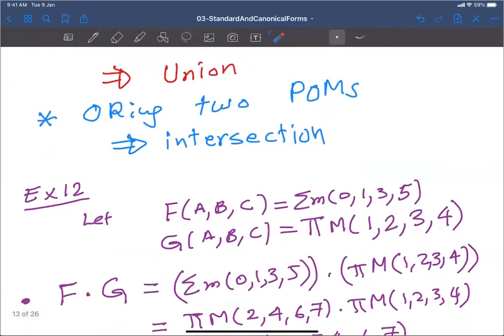Or in fact, no, I'm sorry. We want the answer in product of max terms in this example. Okay, so we change this to a product of max terms. So this is going to be a product of max terms 2, 4, 6, and 7 multiplied by product of max terms 1, 2, 3, 4. Okay?